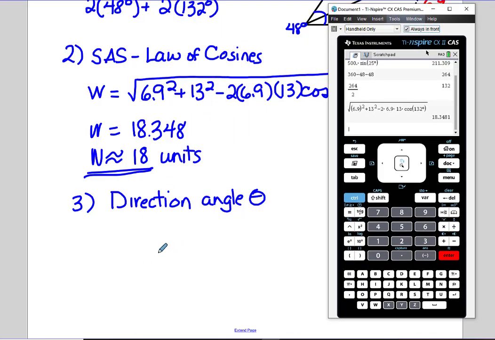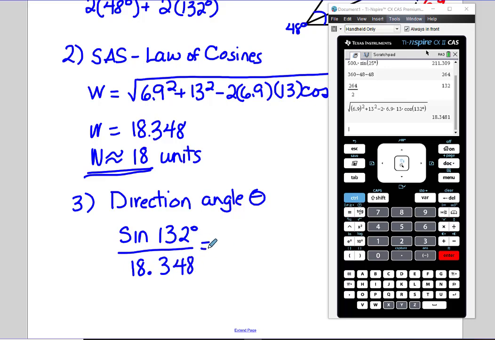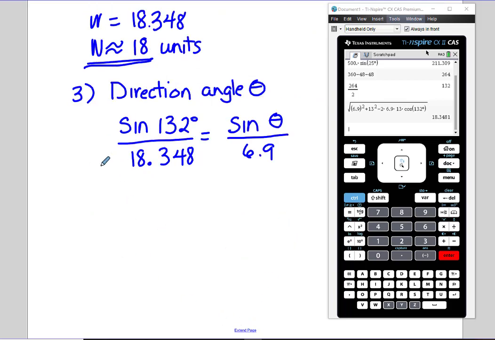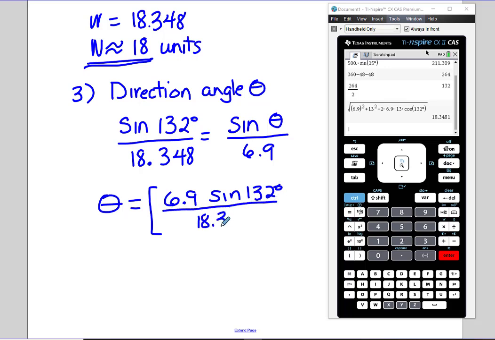So looking at that picture, we could say the sine of 132, so that's the angle across from the resultant, and the resultant was 18.348. That's proportional to our direction angle divided by the side opposite that. So in our calculator, to figure out what the radian measure is for our angle, we're going to multiply 6.9 times the sine of 132 and divide that by 18.348.